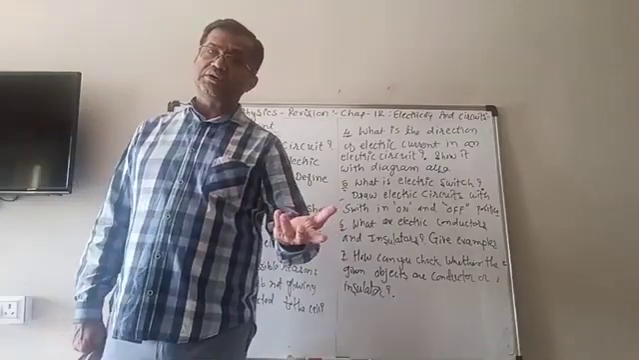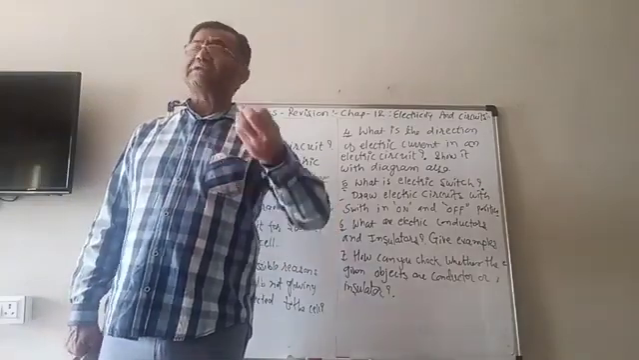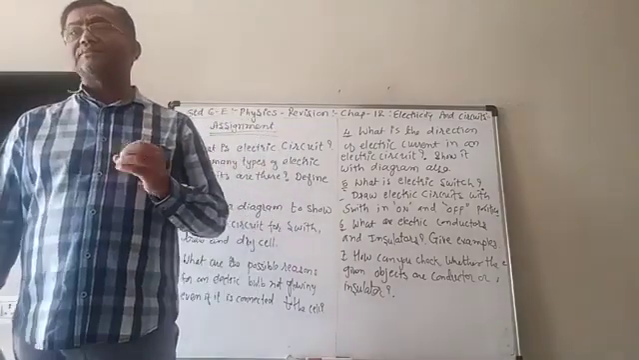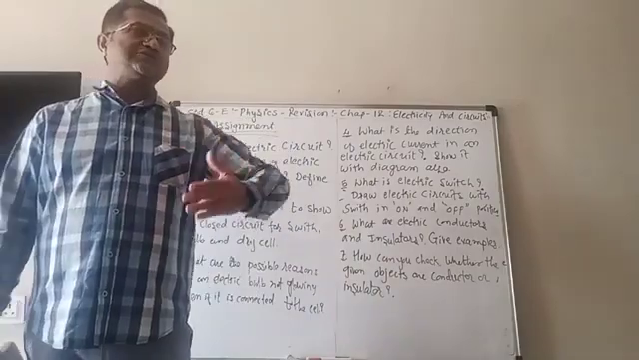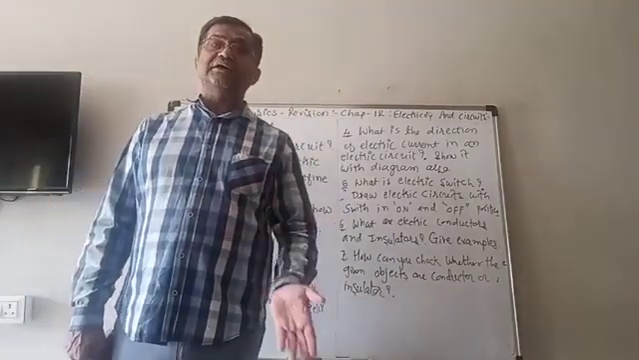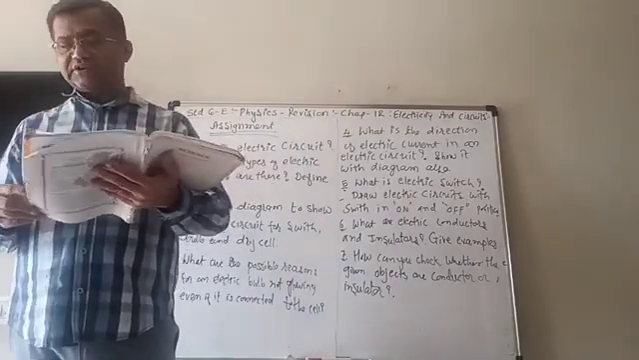Plastic, wood, air and some other materials like rubber, they all are insulators because the current cannot pass through them. They don't allow the current to pass through them. So they are known as insulators.